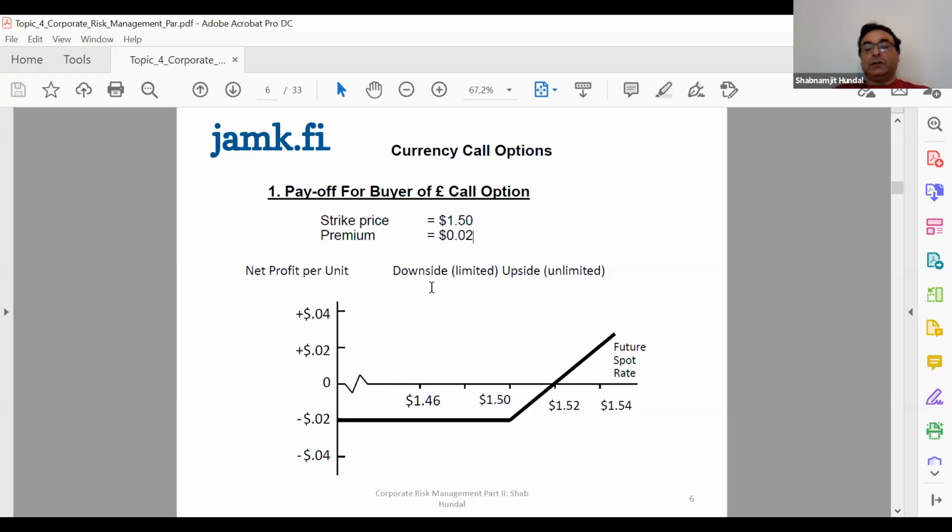But your downside loss is limited. It means that you can never lose more than 2 cents. Because if you lose more than 2 cents, you just forget the option. You say, hey, because that's the premium you pay. So the maximum amount you can lose is 2 cents equal to premium. And you can see that your loss is limited, equal to 2 cents, which is the premium. But your gain is not limited. It can go up to any extent.